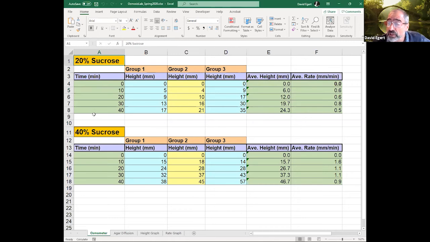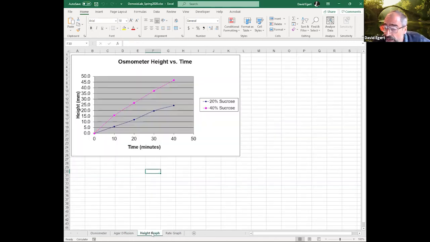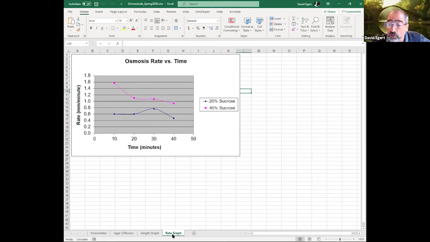This is the 20% group, the 40% group. If you move over to height graph, I've pre-made a little graph showing you the two groups. The rate graph shows the rates for the two groups. So you don't have to make the graphs from scratch. You have the graphs here as a height graph and a rate graph that you can use.